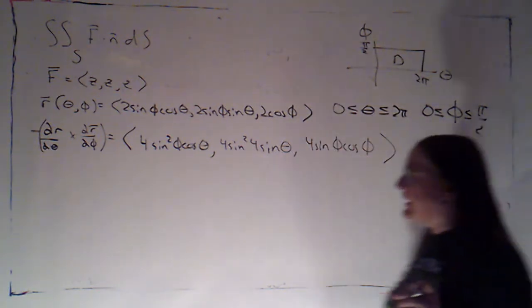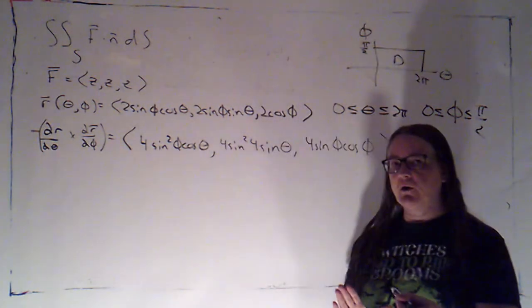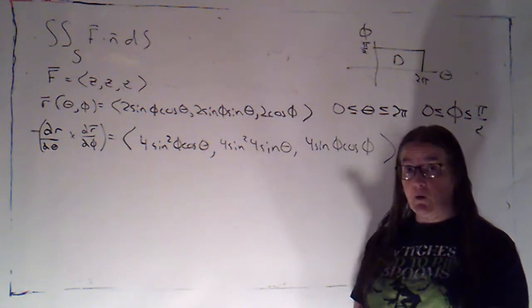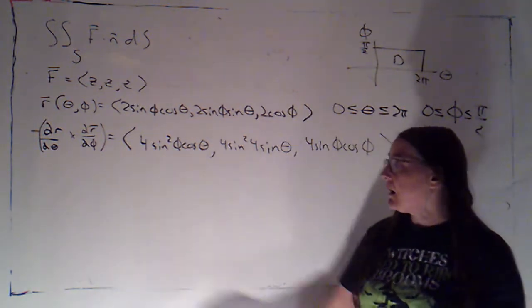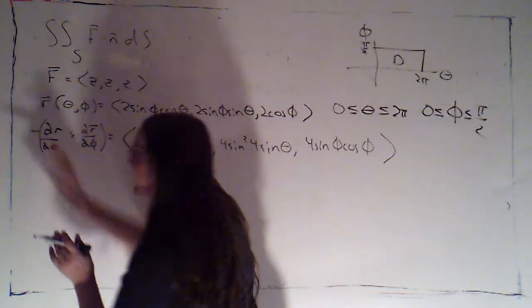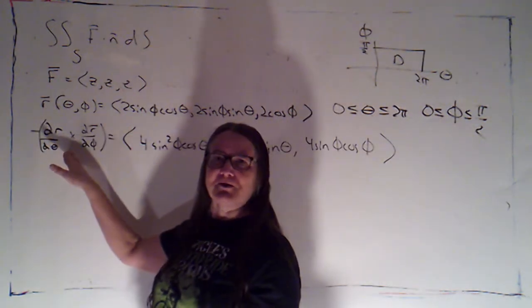When we calculated the cross product of the partials, we determined that that was pointing inward. And we determined that by just picking a point. A convenient point to pick was the frontmost point on the sphere. And we saw that this vector, without the negative sign in front, was pointing inward. We wanted outward, so we took the opposite of that vector.